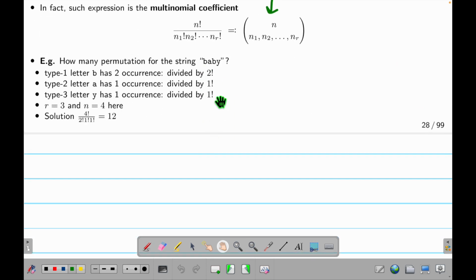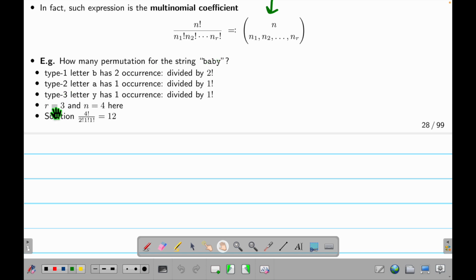How many possible permutations are there for baby? So the b is repeated, but they don't stick together. It's the same. So how many b? There are 2 b. How many a? Only occurs once. How many y? Only occurs once. So b is called type 1, a is called type 2, y is called type 3.